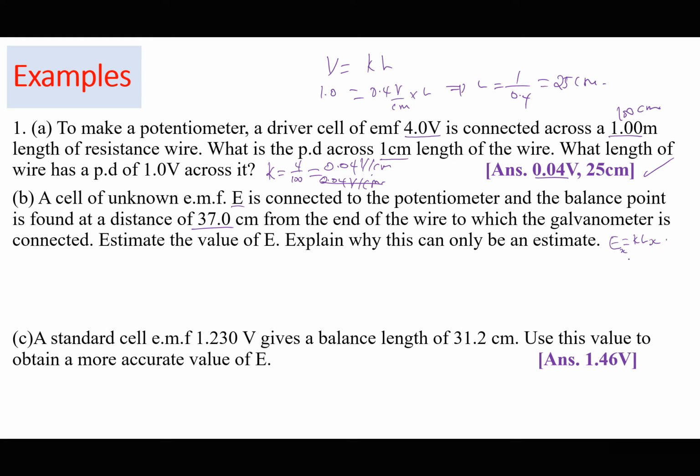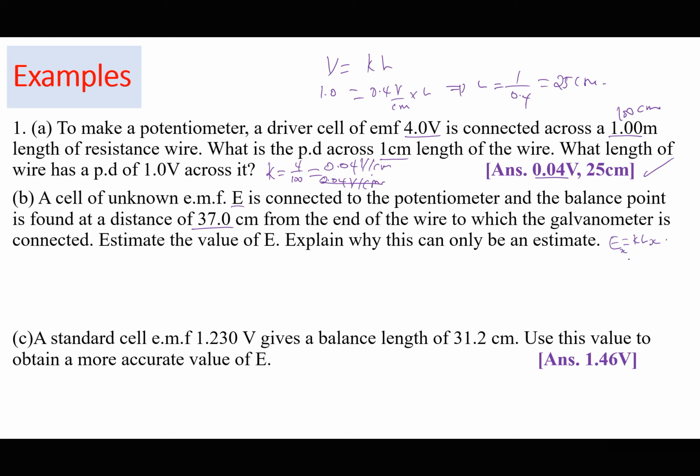Of course, this can only be an estimate because the driver cell will have an internal resistance. The driver cell of 4 volts may have an internal resistance, so it means the PD across the wire may not be 4 volts, which means K is just an estimate in the first place. The PD across the terminals and the wire will be slightly less than the 4 that we have used to find the constant K.